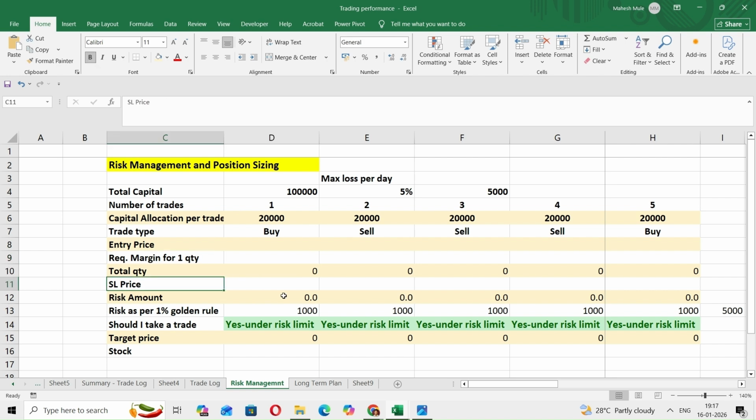Then SL price, accordingly risk amount will be calculated. Then our golden rule, that is risk as per 1% golden rule. So here if you see, my 1% of total capital is 1,000. So my risk should always be within 1,000 rupees while taking any trade. Always remember this. So this is what the template is about. Let's understand this with some logic so that everyone understands how we should actually do these things during the live market.